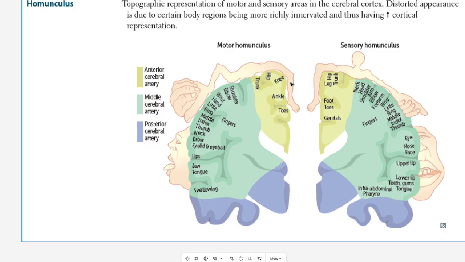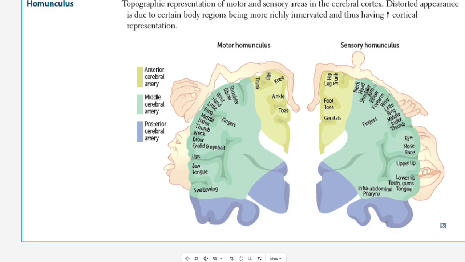Now, the motor homunculus, let's see how the brain connects it. Look at this. The most medial part is the toes. Then we have the ankle, knee, hip, trunk. Then shoulder, elbow, wrist, hand, little, ring, middle, index fingers, thumb, neck, brow, eyelid and eyeball, lips, jaw, tongue, swallowing. So if you go from medial all the way to lateral, the toes, ankle, knee, hip, and trunk are supplied by the anterior cerebral artery, and then the rest of it is supplied by the middle cerebral artery, right?